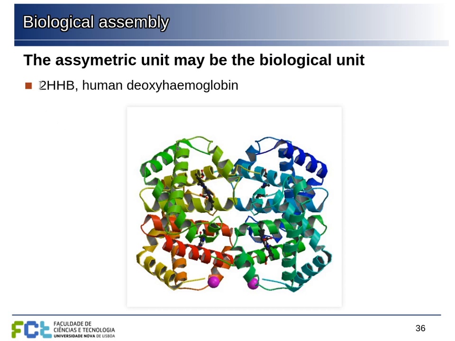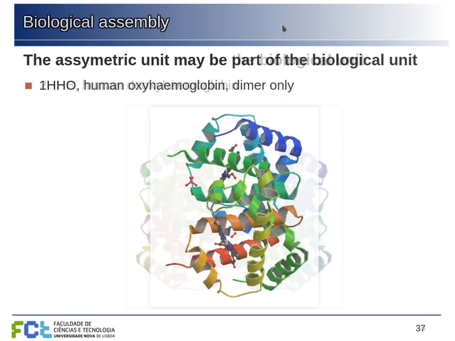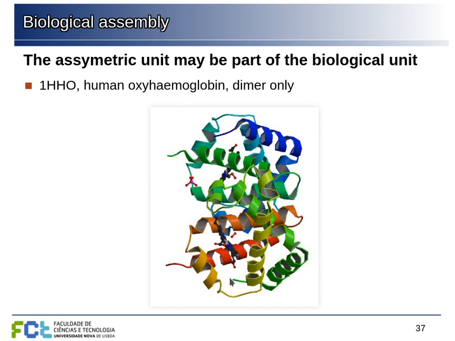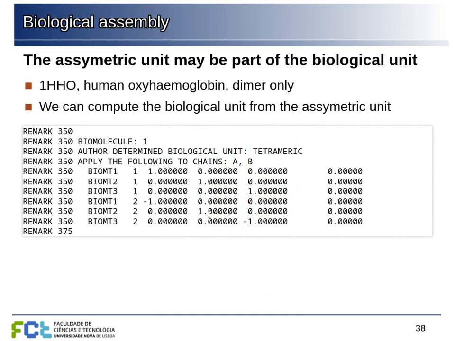In some cases, for example, in this protein, they are all identified in the Protein Data Bank by these 4 alphanumerical codes. So this is 2HHB for human deoxyhemoglobin. In this case, the asymmetric unit is the actual biological unit. It's this hemoglobin tetramer with 4 chains, and this is what is stored in the PDB file. However, for human oxyhemoglobin, we have in the PDB file only the dimer, so only 2 of the 4 chains, and then we have this information saying that we can build 2.